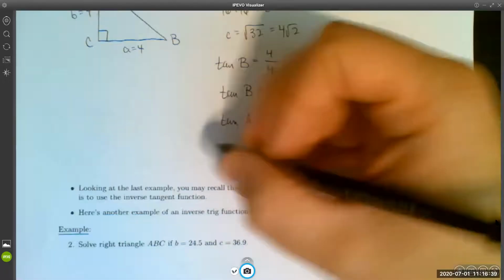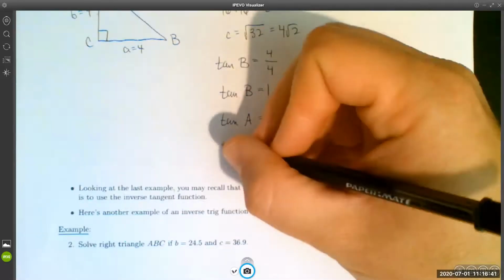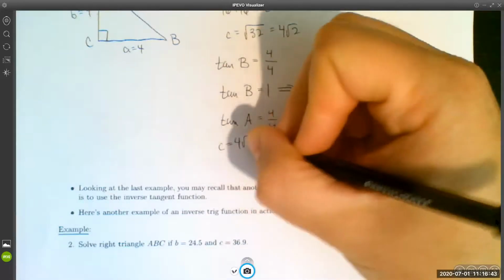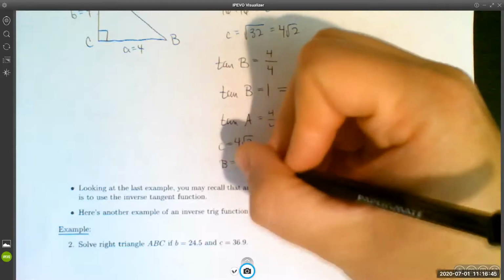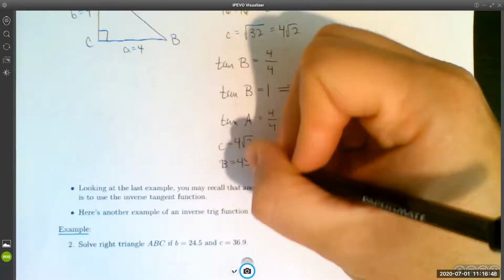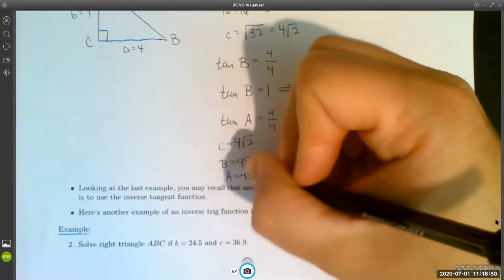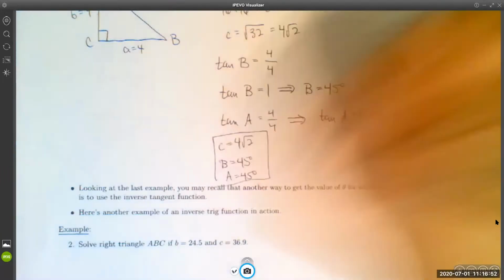But there you go. We have our answers now. C is 4 root 2. B is 45 degrees. And A is also 45 degrees. Okay?